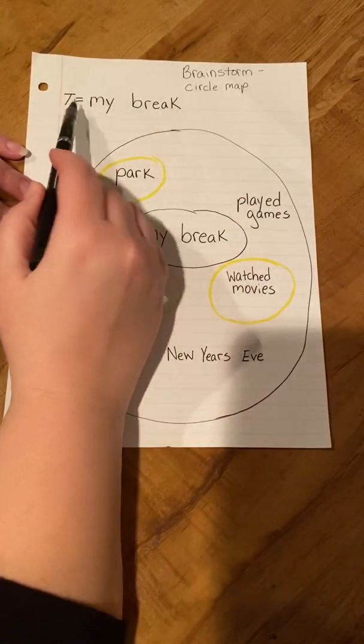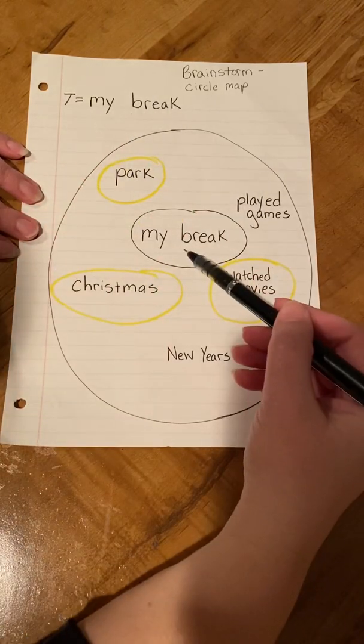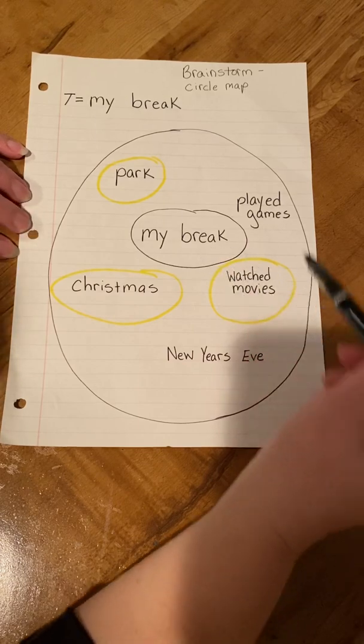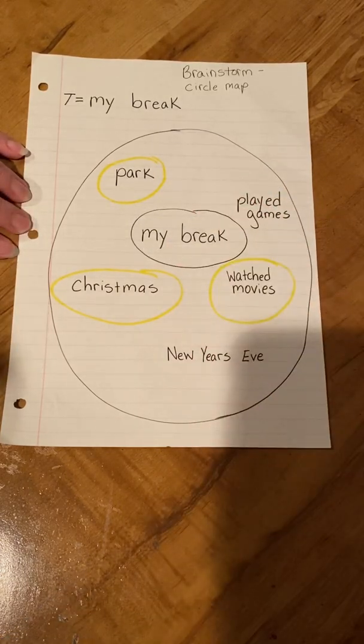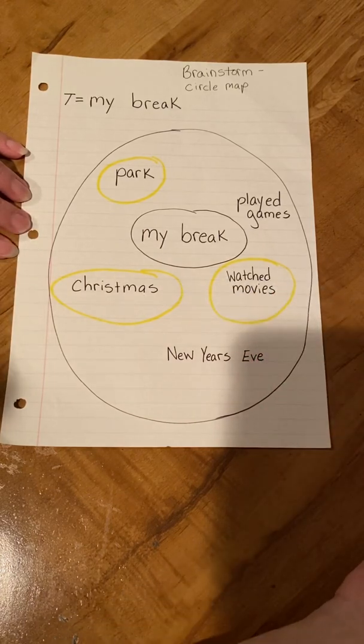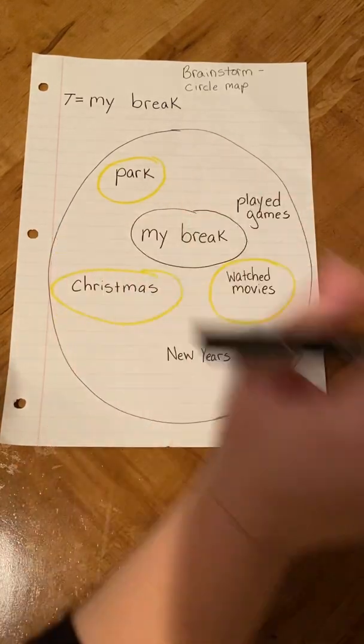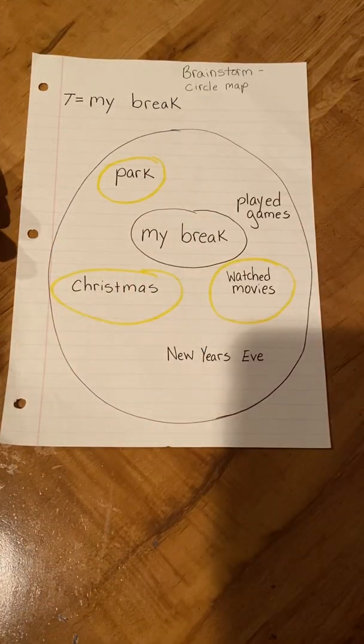So you can see that this topic is my break. And then I put my break in the middle and I brainstormed all the things I did on my break. I circled the 3 that I wanted to talk about in my paragraph. Now, what is the next step after I'm done with my circle map, my brainstorm? Go ahead, say it out loud if you know.